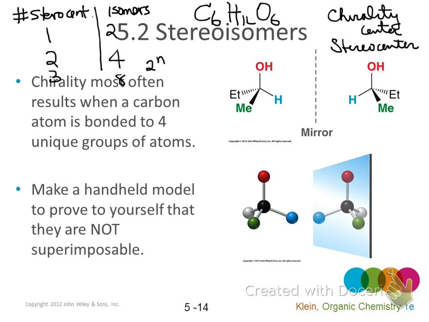So that's C6H12O6. How many stereoisomers have I said? There's four stereocenters. There's 16 different possible stereoisomers. And it turns out, when we say C6H12O6, there's actually 16 different sugars with that formula, half of which are naturally occurring. So mannose, glucose, idose, there's a bunch of these weird sugars that they isolate that have that formula.